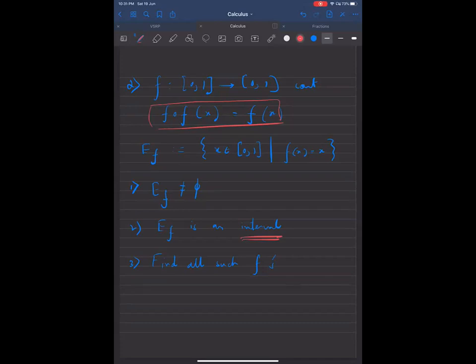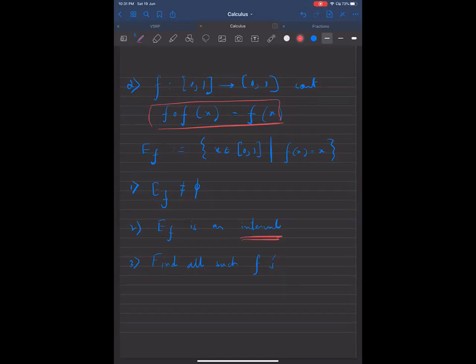So suppose f(x) is greater than x for all x. I take some x1. Now suppose f of x1 is equal to y. Then f of y is again f of x1, which is again y, but I had assumed that f of y is strictly greater than y. Very good.